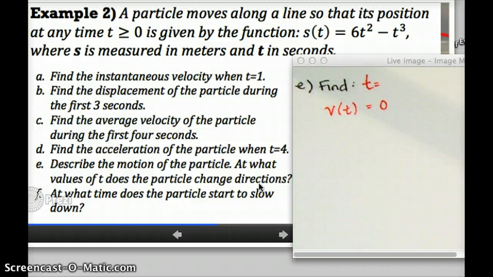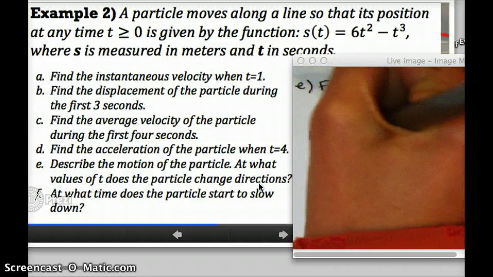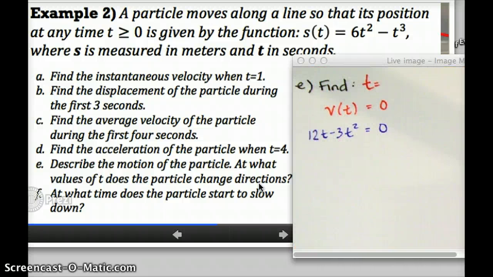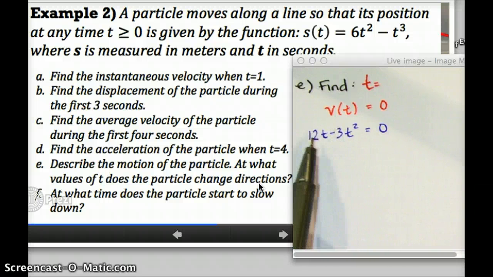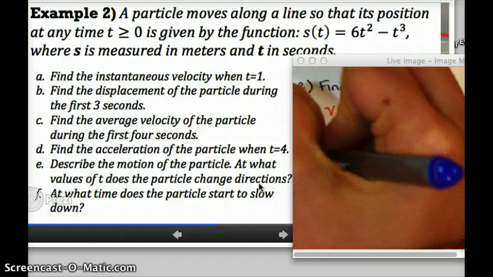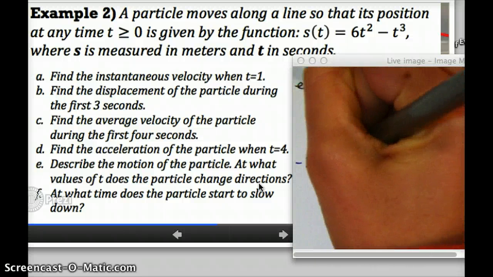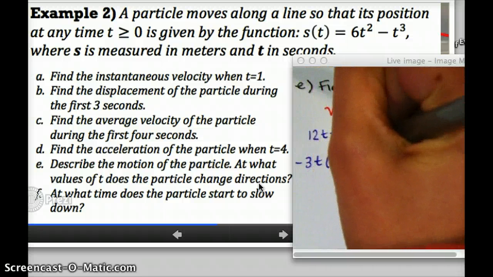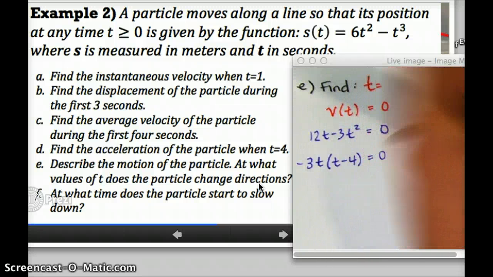Well, we've already got the velocity equation. We set that up in part A. So the velocity equation was 12t minus 3t squared. And if I make it an equation, this is a quadratic equation. It's pretty easy to solve. We'll start with a GCF, and I'm actually going to take out a negative 3t, and I'm going to switch the order. So just double check for yourself that you understand that negative 3t times t minus 4 is the same as that. FOIL it back in if you don't see it right away.